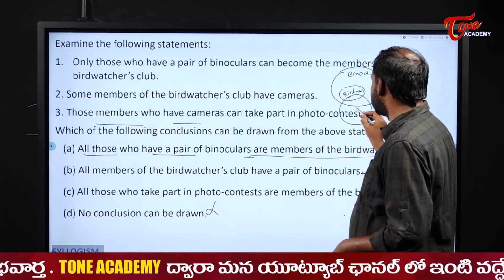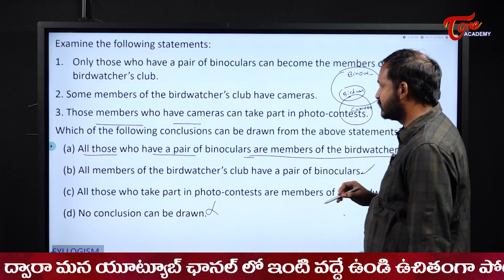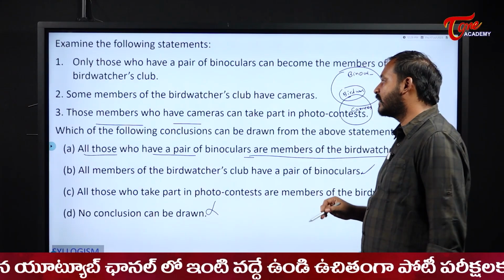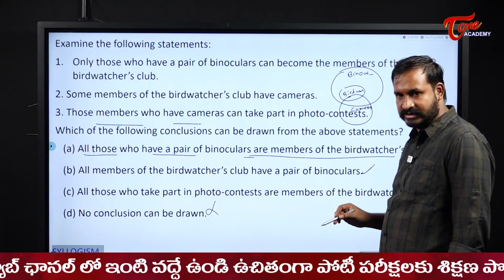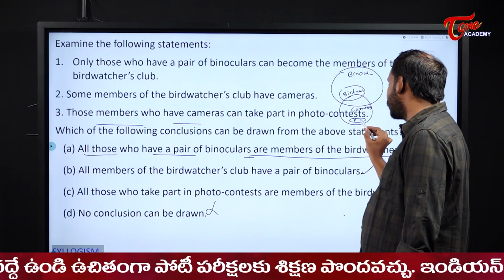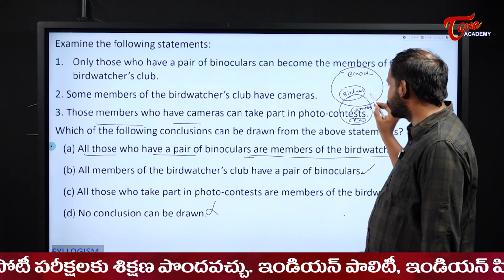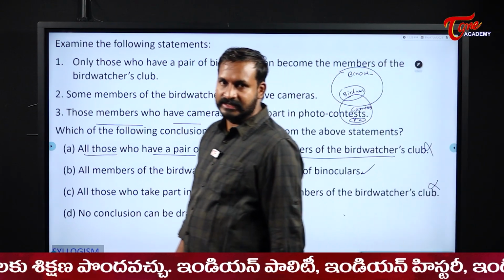Now see here, students, I am drawing. Please try to understand. Cameras. Some have cameras. Next, those members who have cameras can take part in the photo contest. That means the persons who are participating in the photo contest will have cameras. All those persons will have cameras. So this is the basic diagram.